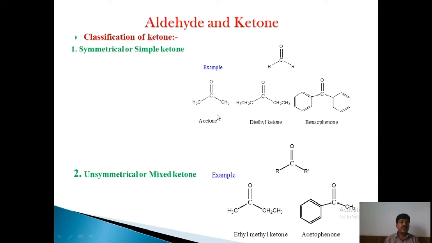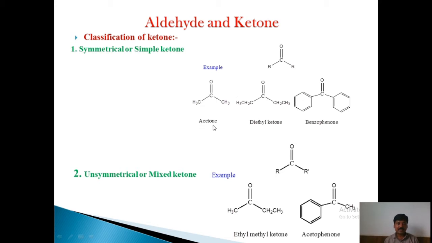Here we show the classification of ketone. There are two different types. One is symmetrical or simple ketone and the second one is unsymmetrical or mixed ketone. We see first what is symmetrical ketone. Ketones containing similar alkyl or aryl groups are called symmetrical or simple ketones. This is the general formula RCOR. This is an example.